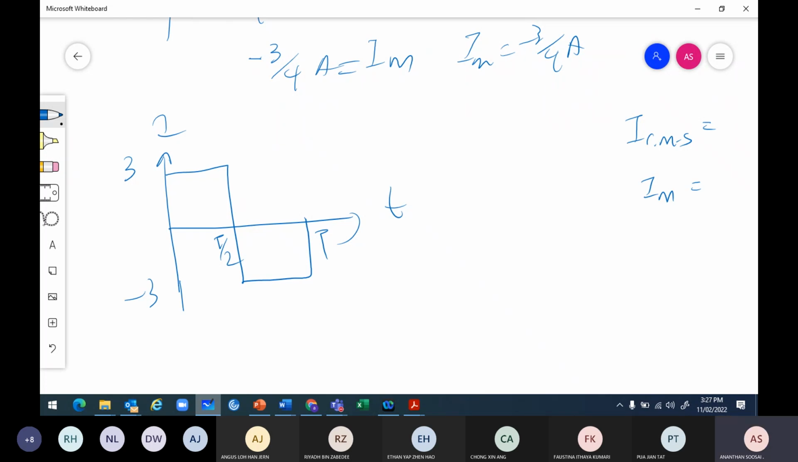Find the root mean square first. Square the graph, mean the graph, root it, you get the RMS value. Can you WhatsApp me? First answer is your RMS answer, then put a comma. The second answer is your mean answer.